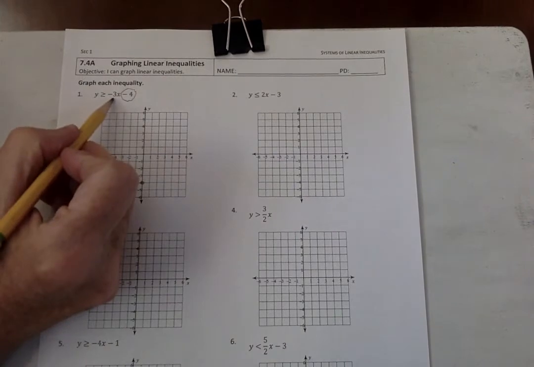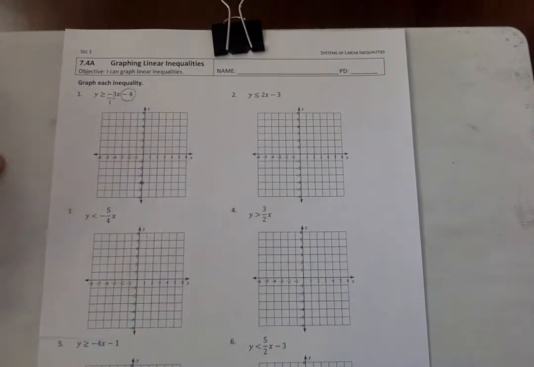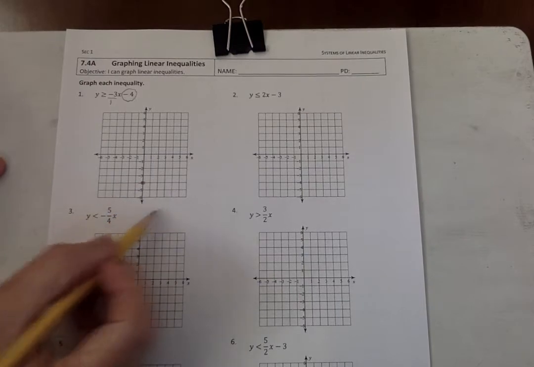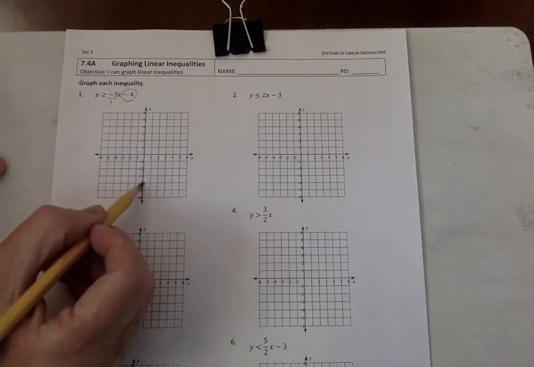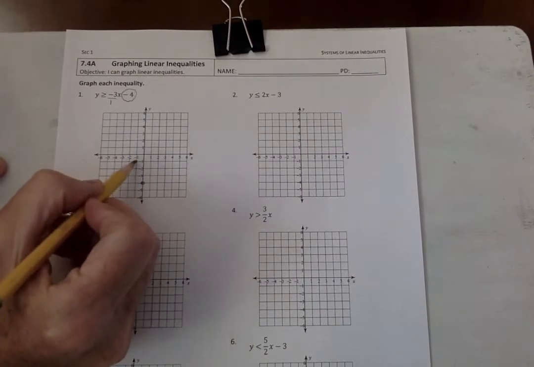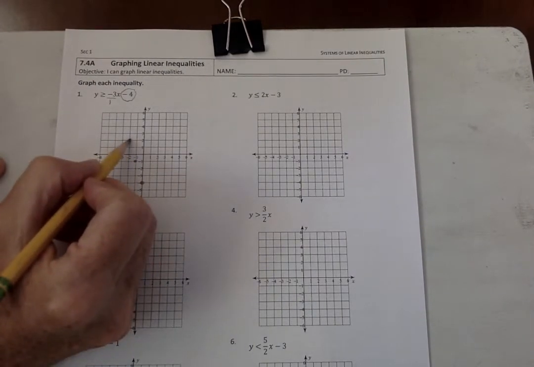We still do our rise over 1 here, so I'm going to put this over 1. It's negative 3, so I should go down and to the right, but I'm going to run off the graph. So instead, I'm going to go up 1, 2, 3, and over 1. And I'm going to do it again, 1, 2, 3, and over 1.